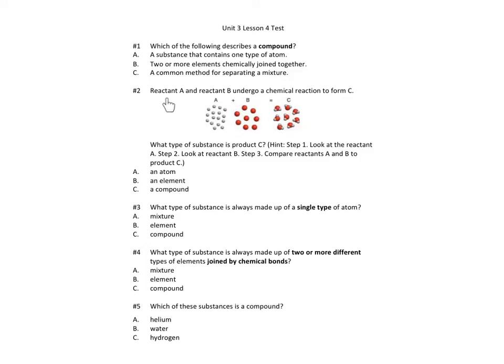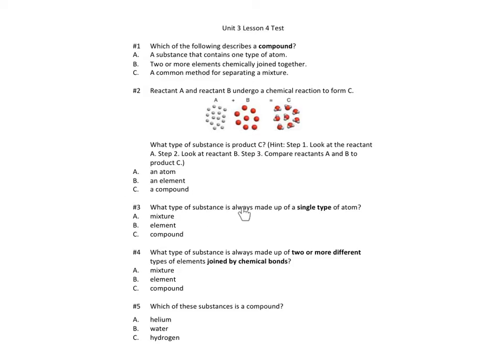Number 2. Reactant A and reactant B undergo a chemical reaction to form C. What type of substance is the product? Hint. Step 1. Look at the reactant A. Step 2. Look at the reactant B. Step 3. Compare reactants A and B to product C. A. An atom. B. An element. C. A compound.